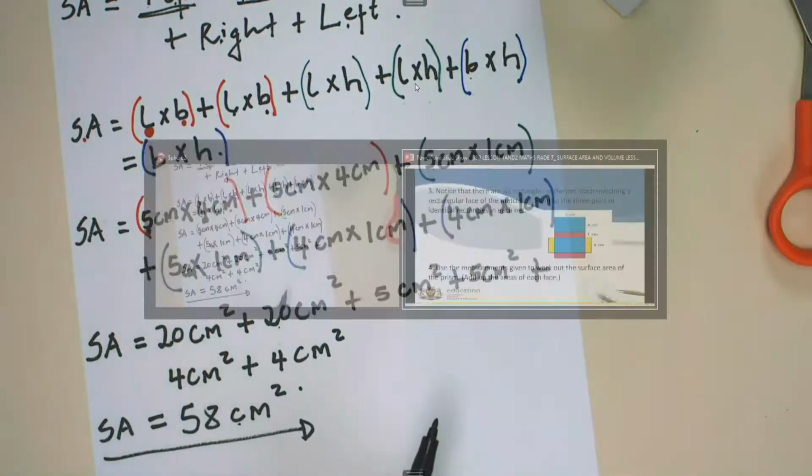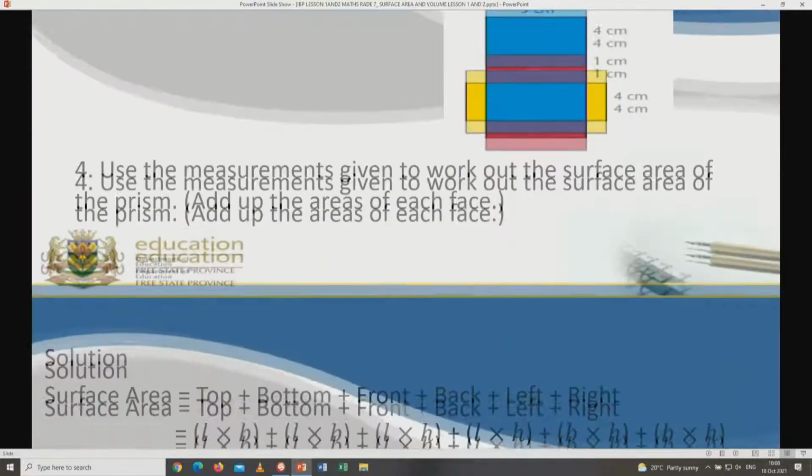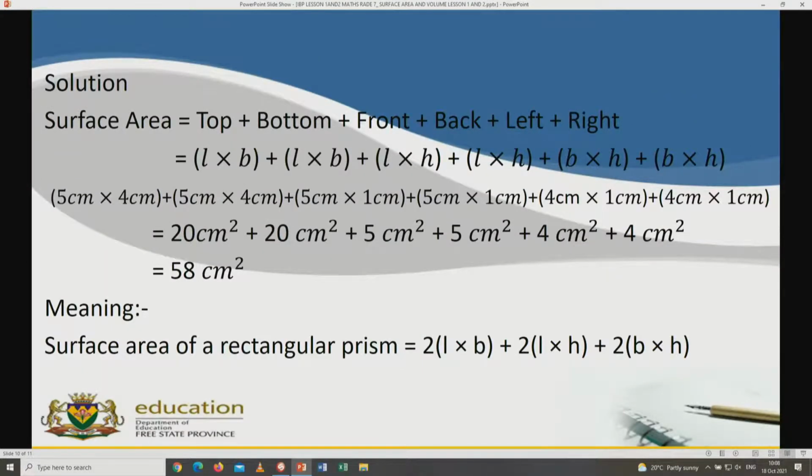Okay, let us recap or check it in the worked solution. Exactly like that. The surface area of the rectangular prism that we have, in this case a matchbox, is the area of what? The top part, the bottom, the front, the back, left and right.